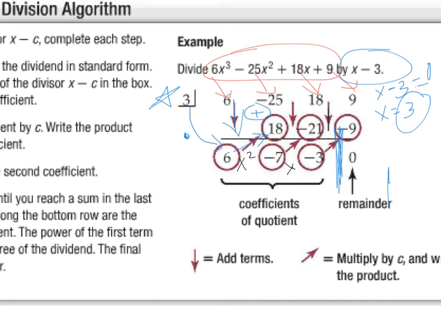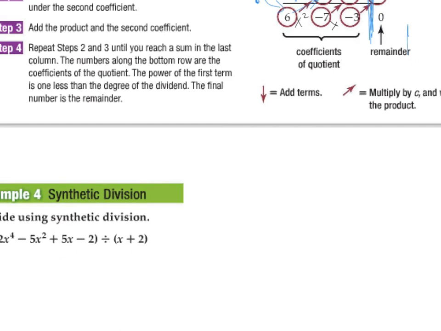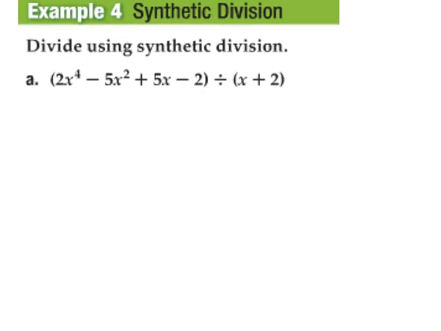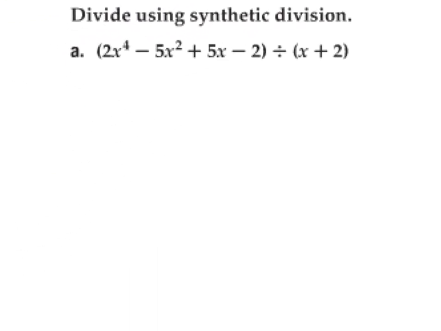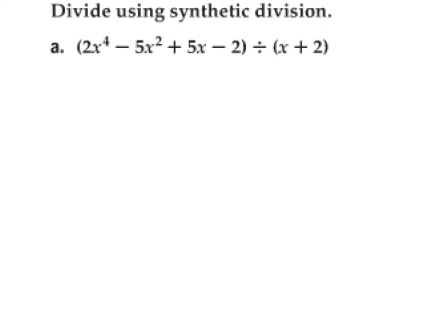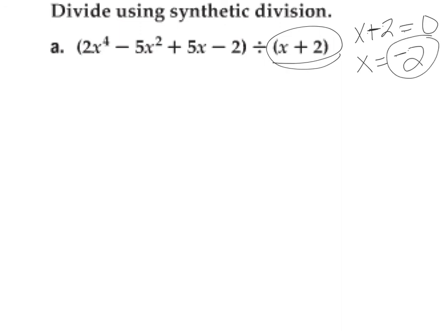Okay, so let's do it for real this time. We're going to do some synthetic division. We're going to start by taking the divisor, and we're going to set it equal to 0. So x plus 2 equals 0. And then solve. So I get x equals -2. That's what we're going to use in our synthetic division. That's what we're going to divide by.